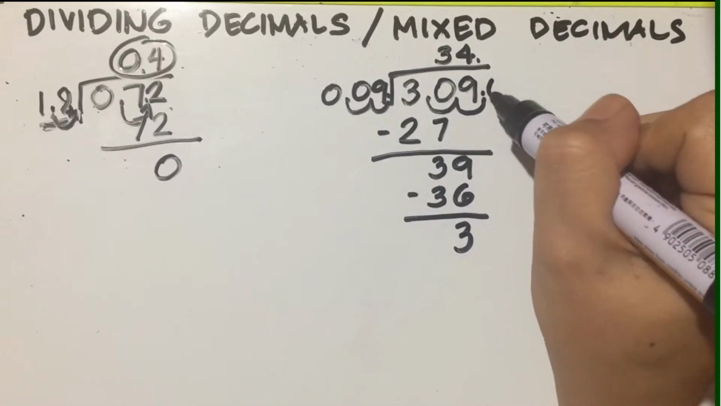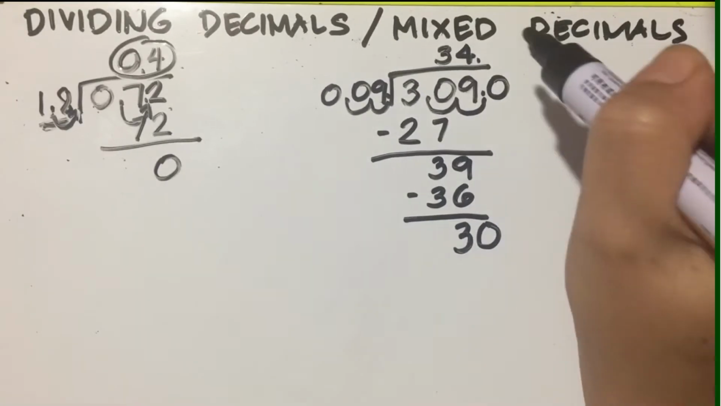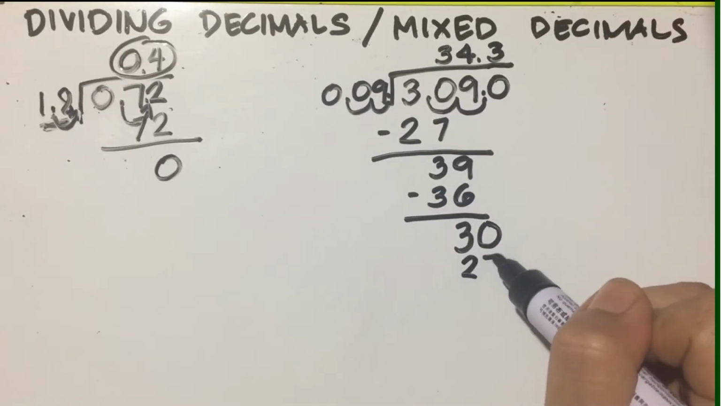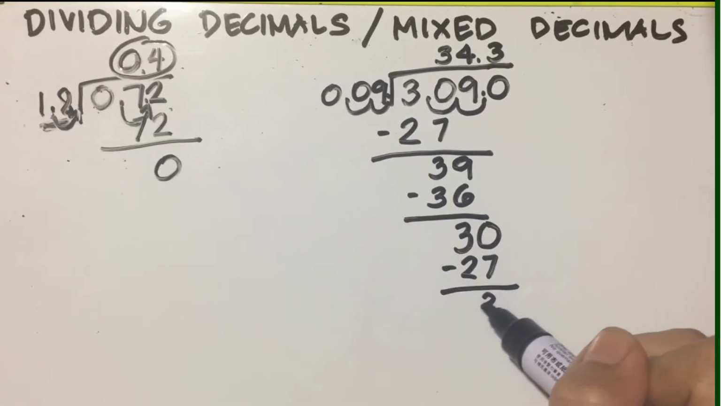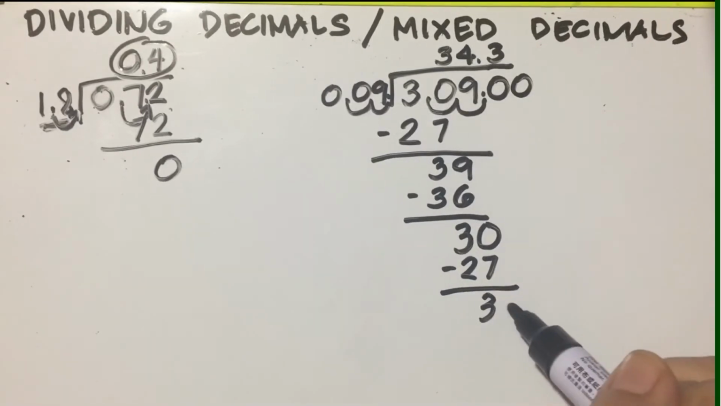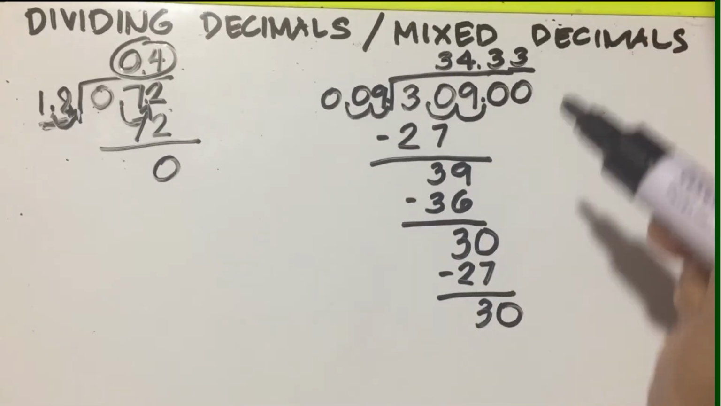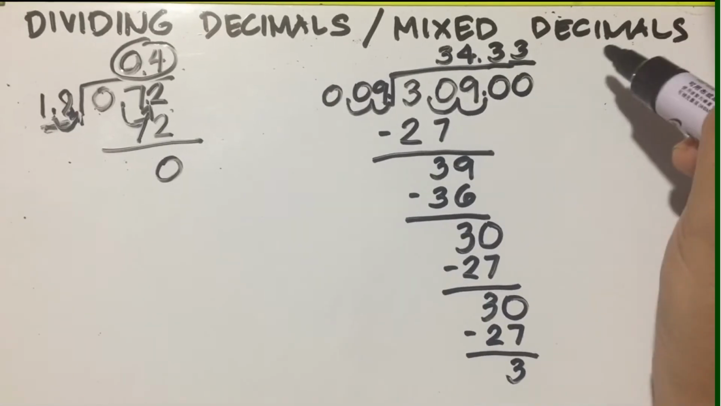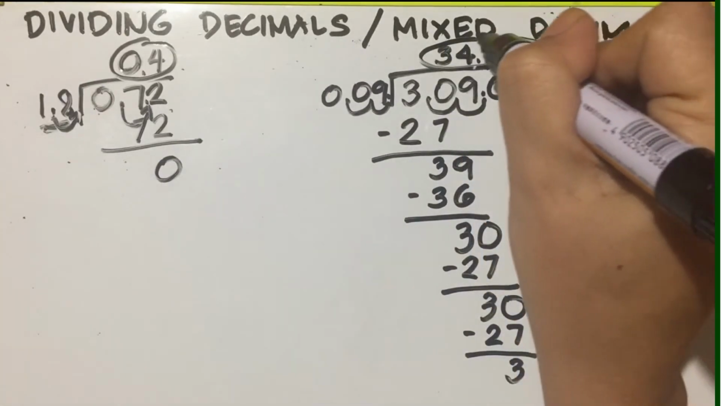Let's add another 0. So, bring down 0. 30 divided by 9 is 3. 3 times 9 is 27. So, 30 minus 27 is 3. So, let's add another 0 here. Bring down the 0. 30 divided by 9 is 3. 3 times 9 is 27. Then 30 minus 27 is 3. So, this is a non-terminating decimal. So, we have 34 and 33 hundredths.